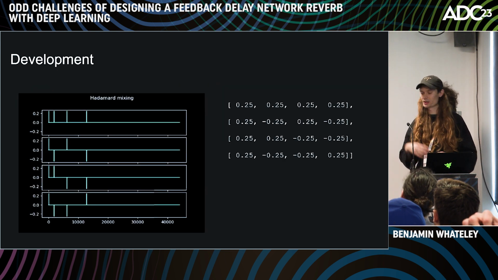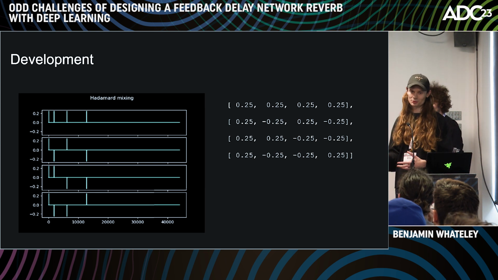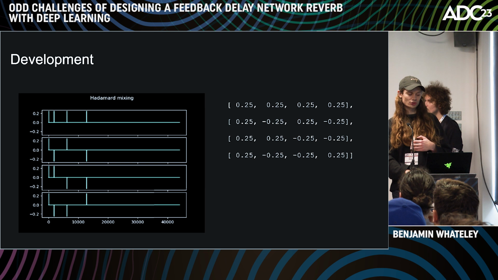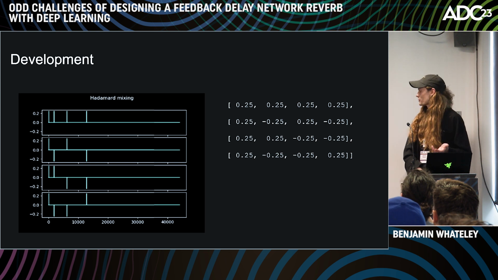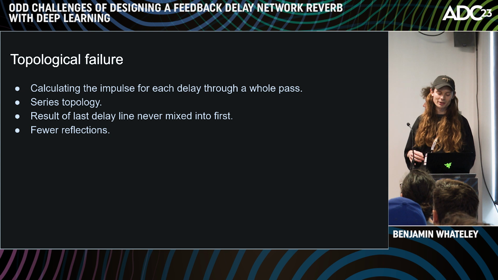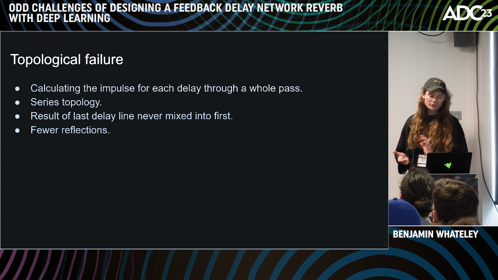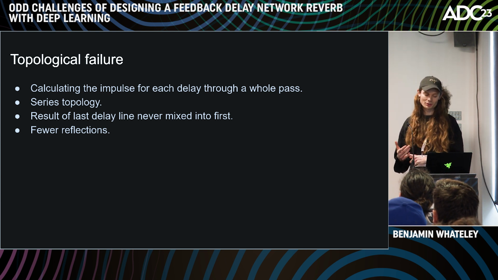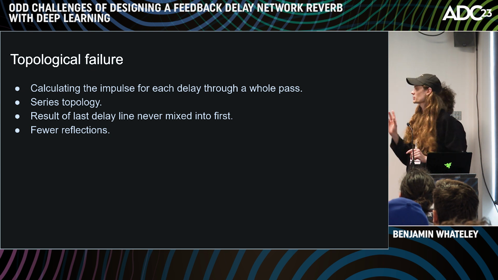So you mix the signal, and then you keep doing this process, right? Mixing the signals together, and then delaying them, and then mixing with the matrix. And then I'd just like to briefly talk about some of the failures in my implementation, right? So before I did this process where I plotted each part of the FDN out, I had this bullheaded approach where I was like, yeah, I'm just going to write an FDN, and just did it thinking that I knew how it worked. And what I ended up doing was calculating the impulse response for each delay through a whole pass of the system. That doesn't really make sense.